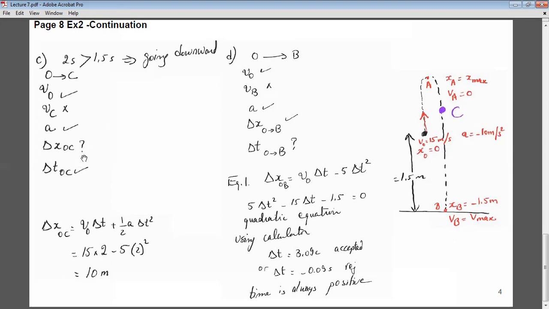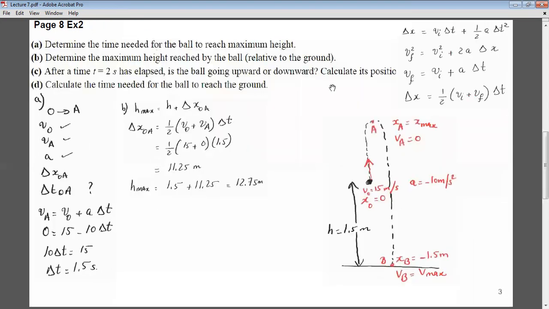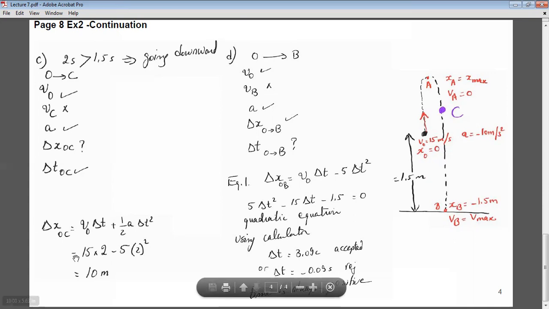So which equation will I use? I have VO, I have acceleration, I know delta T, and I need delta X. The only equation I can use is equation number 1, because it contains all these values I have. So delta XOC is V initial delta T plus half A delta T square. VO is 15, delta T is 2. Half A means minus 5, because 10 over 2 is 5. Delta T is 2 squared. So I will get delta XOC is 10 meters. Delta X from O to C is 10 meters.